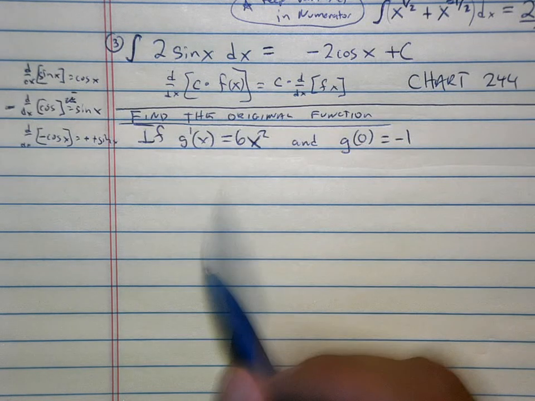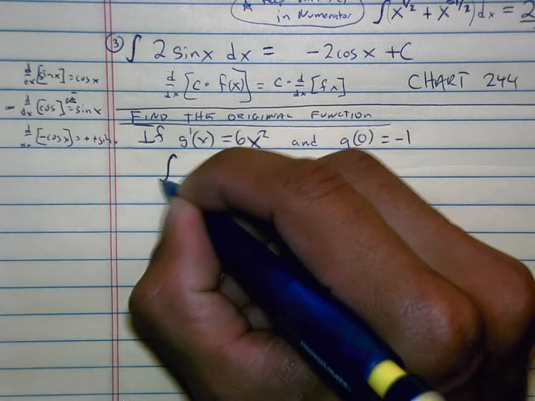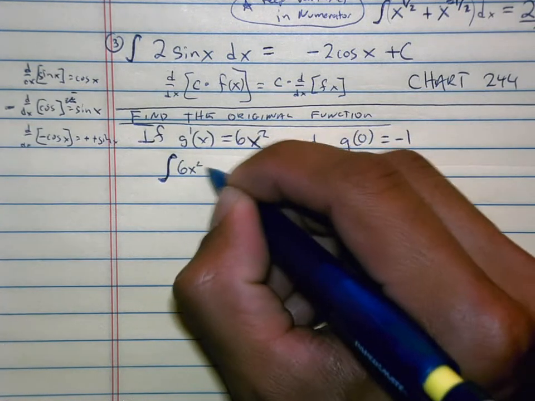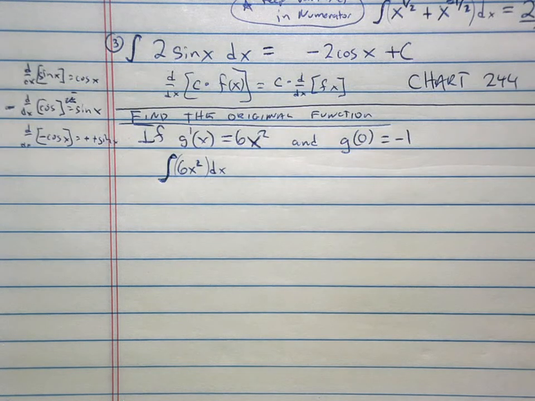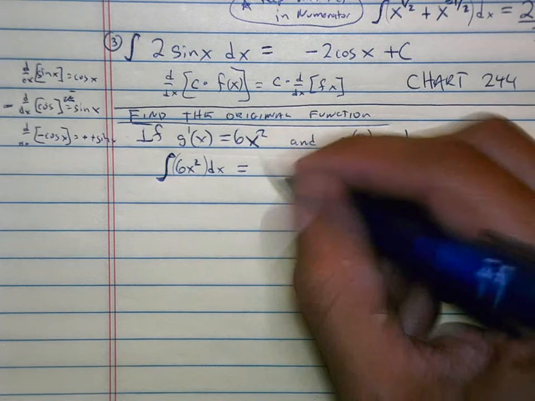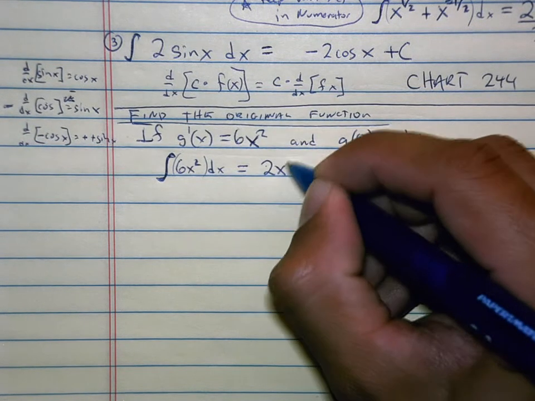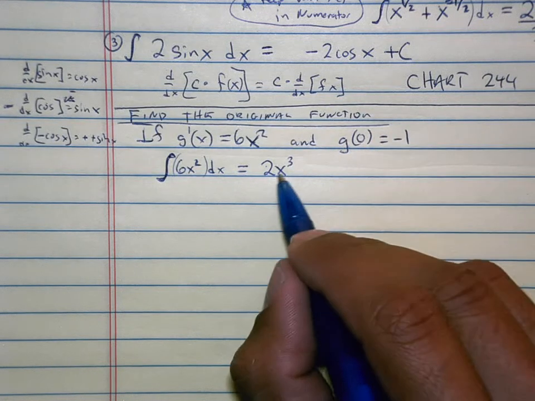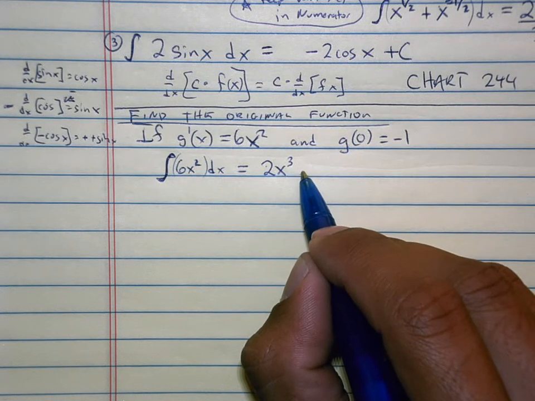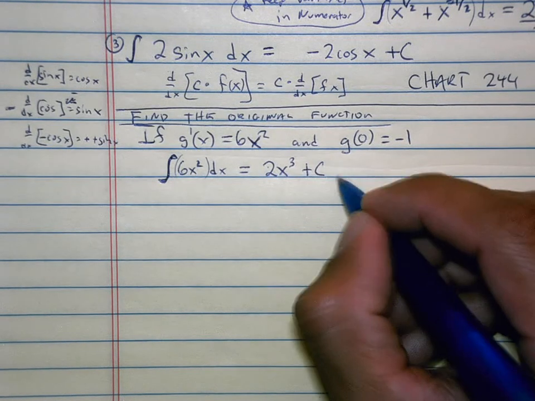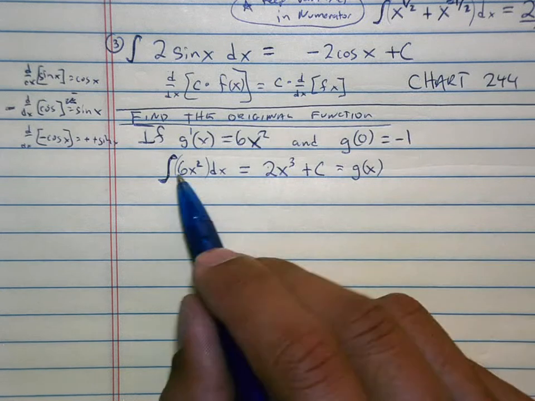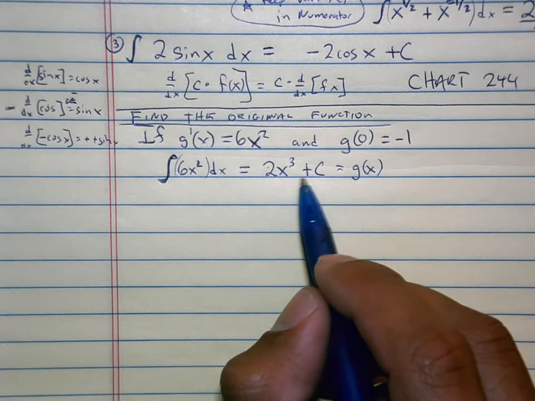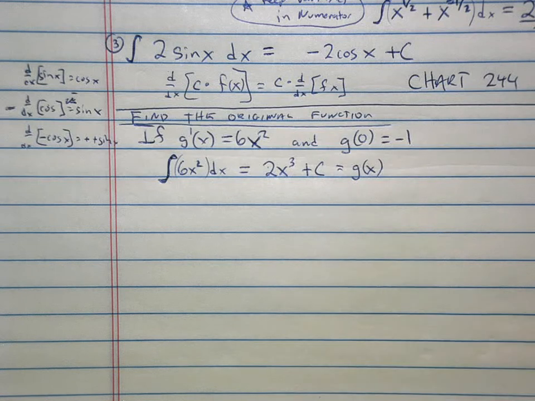If I know what the first derivative is, and I take the integral of the first derivative with respect to x, can you do that? Why don't you tell me what it is? Wait, 2x cubed, what? No, we don't know that yet. Plus c. And I want you to write this as g of x. We know that the integral is 2x to the third plus c equals g of x.